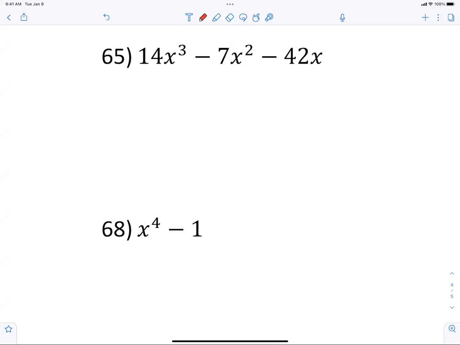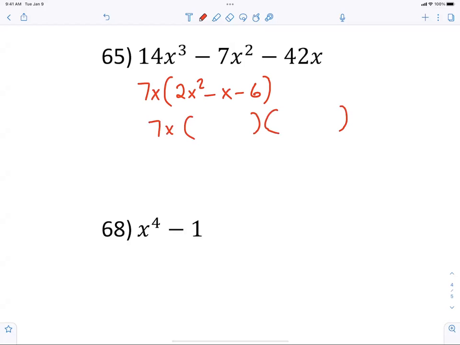Okay, now, again, what is the GCF here? 7. Good job. 7x, open parentheses, 2x squared, perfect. Everybody good with that? Now, 7x. All right, how do I get 2x squared? Okay, now, those of you who are struggling just a little bit, the factors of 6 are what? 3 and 2. I know 1 and 6, 2, but we're gonna start with the middle factors.